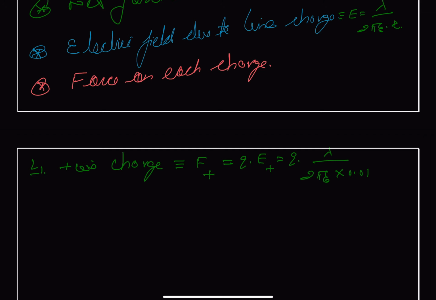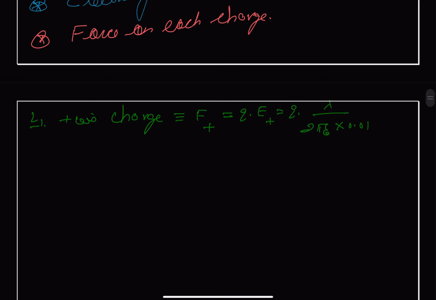And we find out for the negative charge. Let us suppose that is our F negative, equal to charge multiplied by the electric field at the negative charge, which comes as Q lambda upon 2 pi epsilon naught, and the distance is 0.012, and this is negative, so this will be our negative.